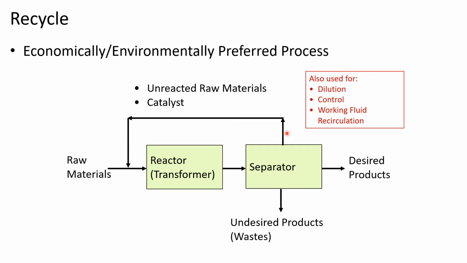Now, this stream, the separation process and the recycle of the stream, is the nature of a recycle stream. And this is what we commonly see in a chemical process: there'll be one or more recycle streams to recover unreacted raw materials or catalysts or for other purposes. For instance, it could be used to dilute the feed to a reactor, to help control a reactor, or there might be a working fluid that's recirculated around, a fluid that's used to transport materials through the process.